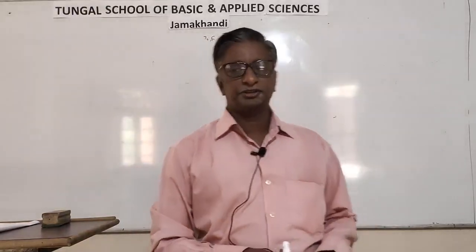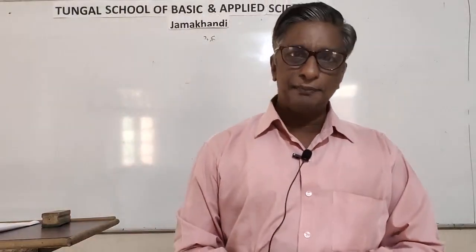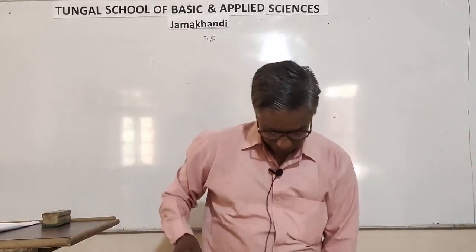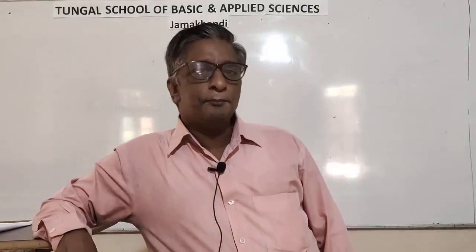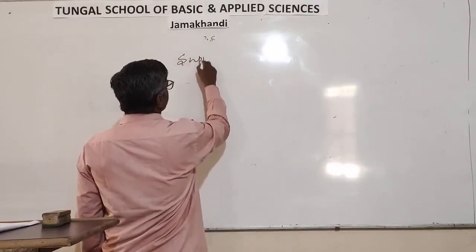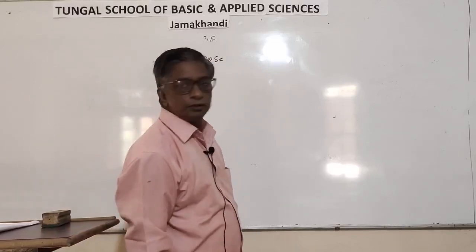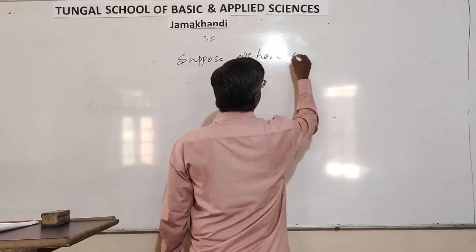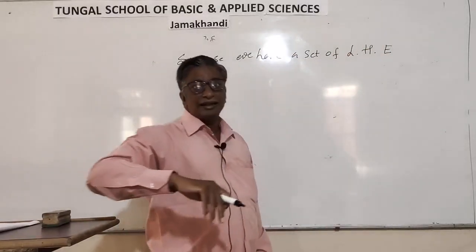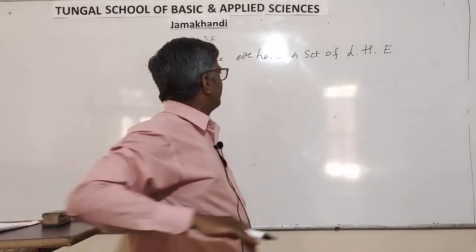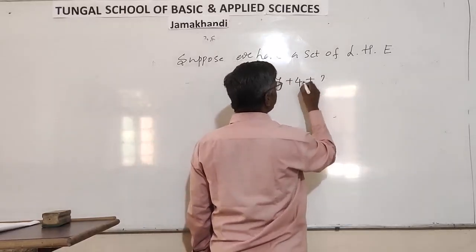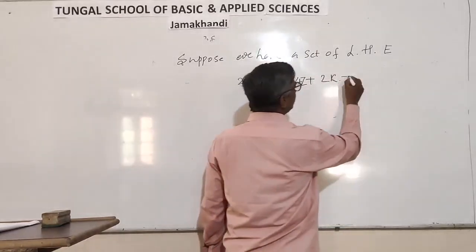Now, first we start with recapitulation of matrices. In recapitulation, we have already studied matrices in PU1 and PU2. Okay, first suppose we have a set of linear homogeneous equations, for example, 2x plus 3y plus 4z plus 2k equal to 0.